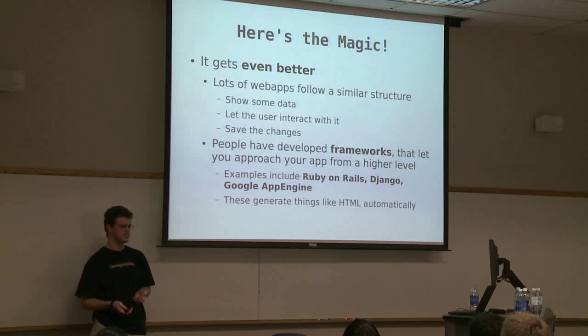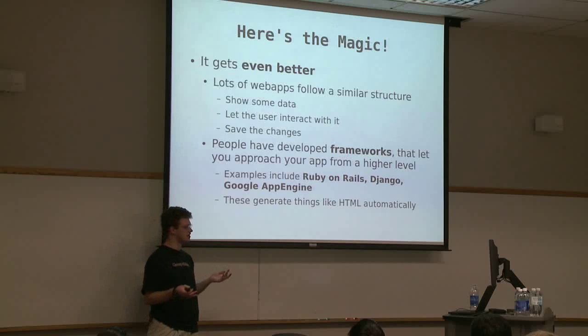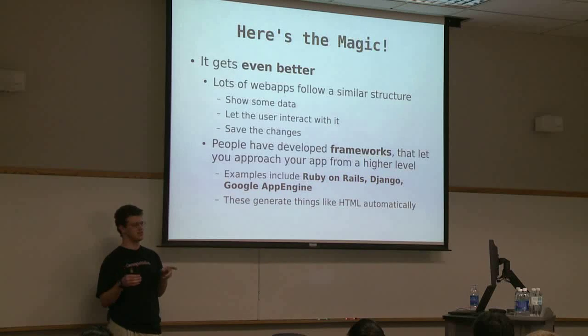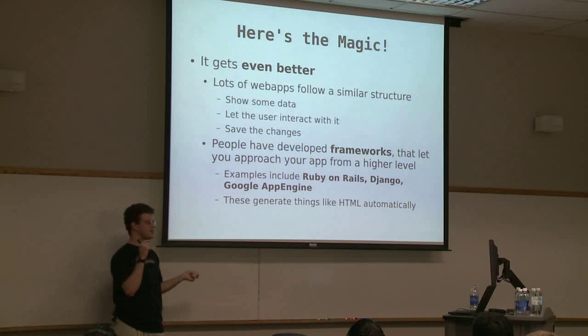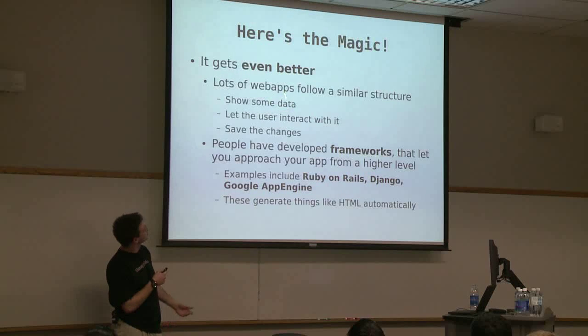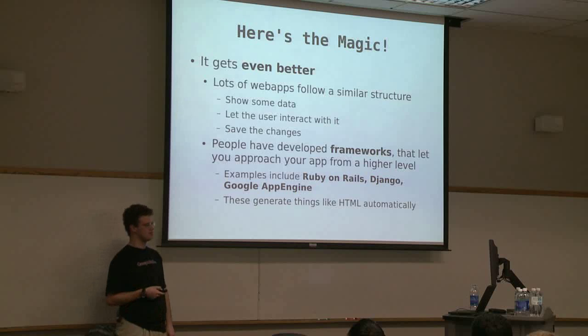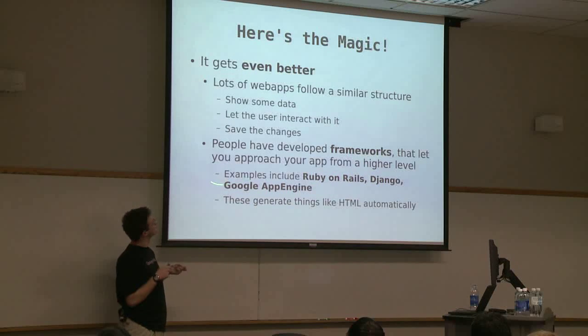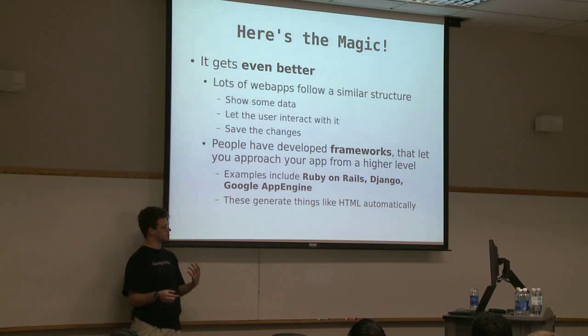There are lots of web applications that are similar in structure. Some of you may have heard of a blog. It's a pretty common thing. The idea behind a blog is one person writes content, and everyone else sees it. So that's pretty standard. There's some data, which is blog posts. Some users interact with it by reading it. A couple users interact with it by creating it. And then the changes get saved, like how many times it's been seen. There's comments. You can edit your posts.